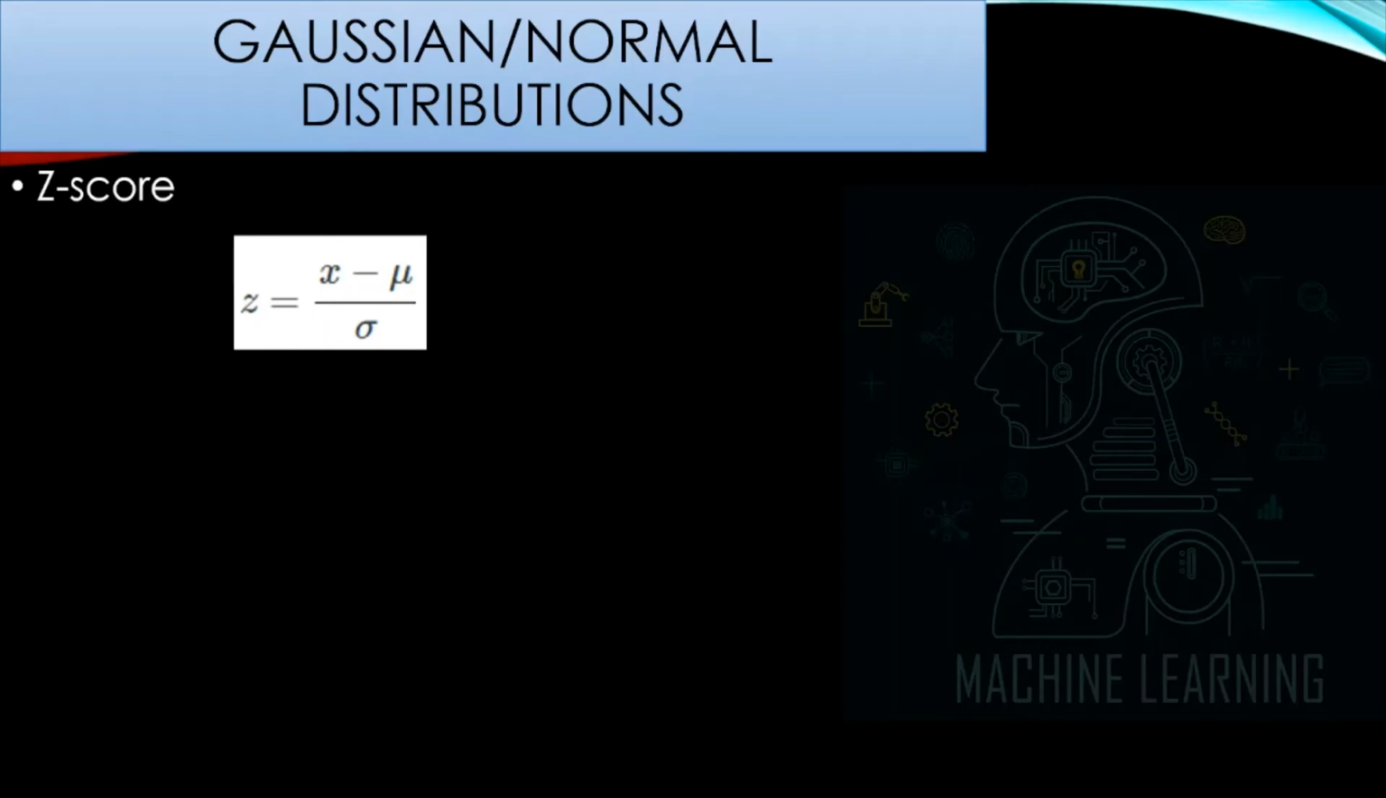When we talk about Gaussian or normal distributions, it is important to mention the z-score. The z-score is nothing but a score that shows you various properties or characteristics of your normal distribution, and it is calculated in this manner. It is (x - mu) upon sigma. So mu stands for the mean, sigma stands for the standard deviation.